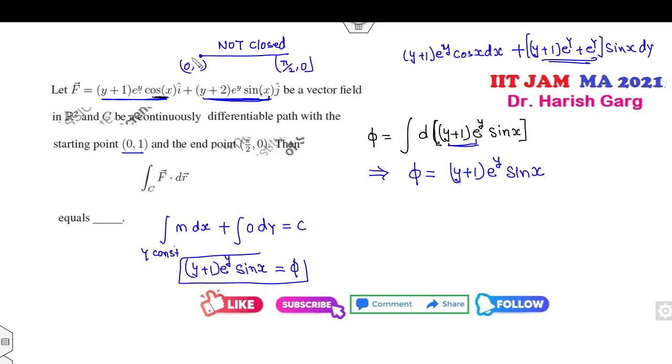Now your target is to find the value from A to B. So your answer is phi of B minus phi of A. What is the answer of this? Y is equal to 0, so it is e raised to power 0 which is 1, and sin pi by 2 is 1. For x is 0, sin 0 is 0. So the answer is 1.